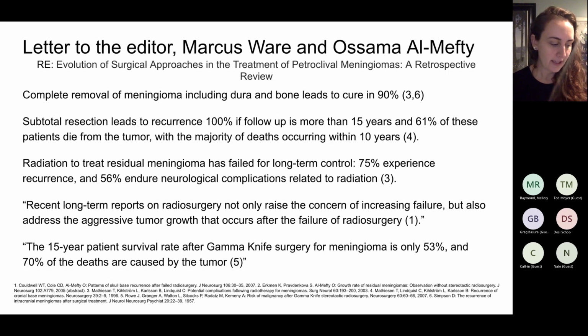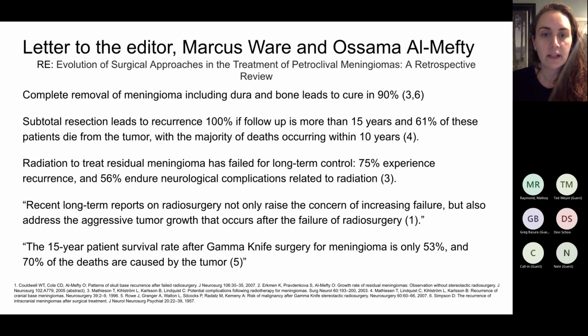And he reported, they replied that complete removal of the meningioma, including dura and bone, leads to cure in 90% of patients. They reported that subtotal resection leads to recurrence 100% of the time if you follow patients long enough, and that a lot of these patients die from their disease within 10 years. They also stated that radiation to treat these residual meningiomas has failed for long-term control, 75% experiencing recurrence and 56% with neurological complications.